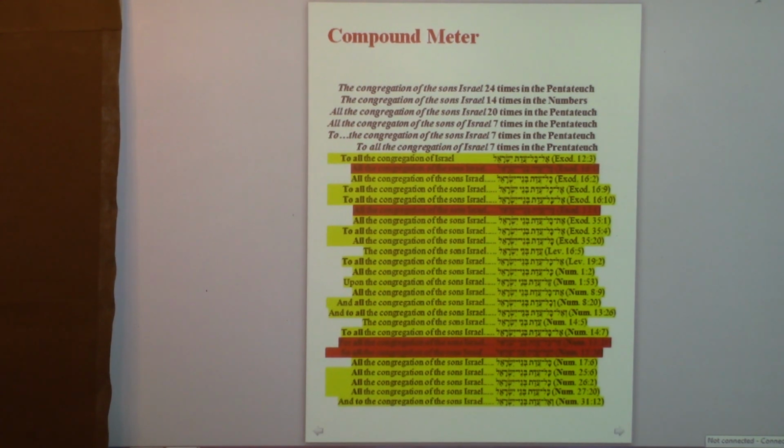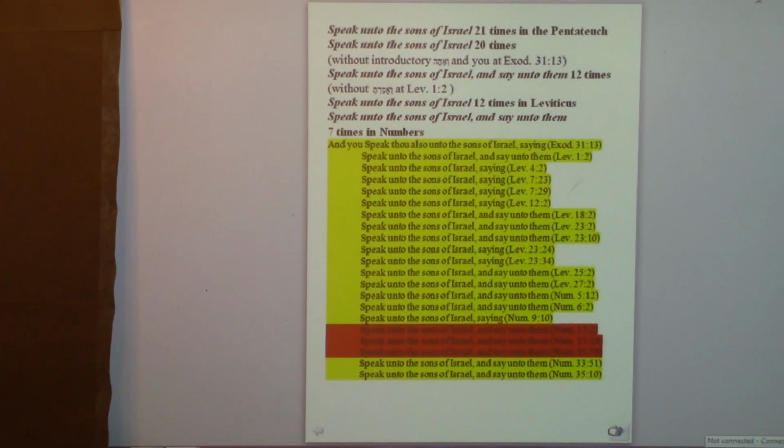And here you see it's all written out in multiples. Here we have speak to the Lord, 21 times. Speak unto the sons of Israel, 21 times. Speak unto the sons of Israel, 20 times, without the introductory word, as you see in Exodus 31:13. Speak unto the sons of Israel and say unto them, 12 times. Speak unto the sons of Israel, 12 times in Leviticus, and speak unto the sons of Israel and say to them, 7 times in Numbers.